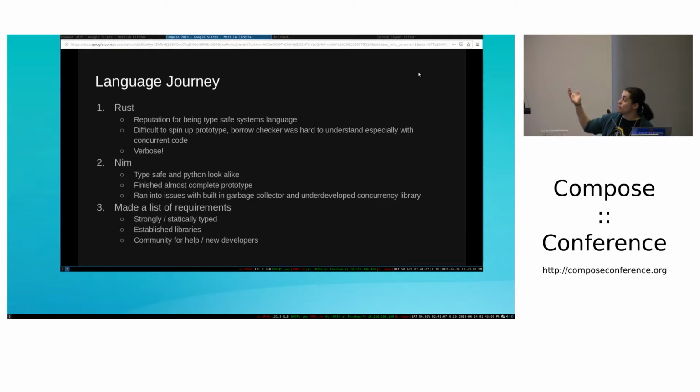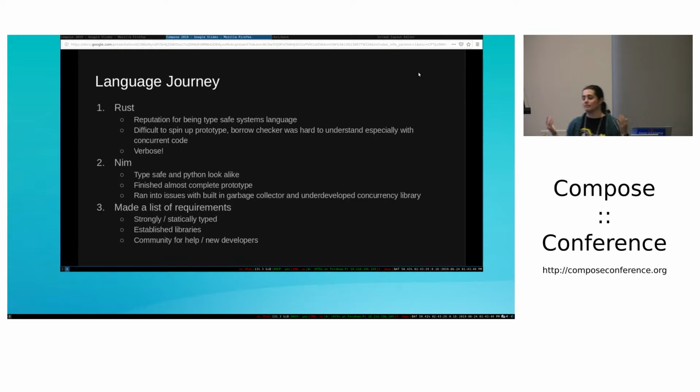Then we moved on to Nim. Jeff actually has a history. He worked on part of the libraries for Nim. It is type safe, but it looks a lot like Python, so that fit better with bringing people up to speed. We actually basically finished this prototype. We were like 2 features away from finishing it, and we had problems with the garbage collector, and then they didn't really have the concurrency primitives that we really needed to do what we had, and I did not want to reinvent those, because it turns out that concurrency primitives are very difficult to do right.